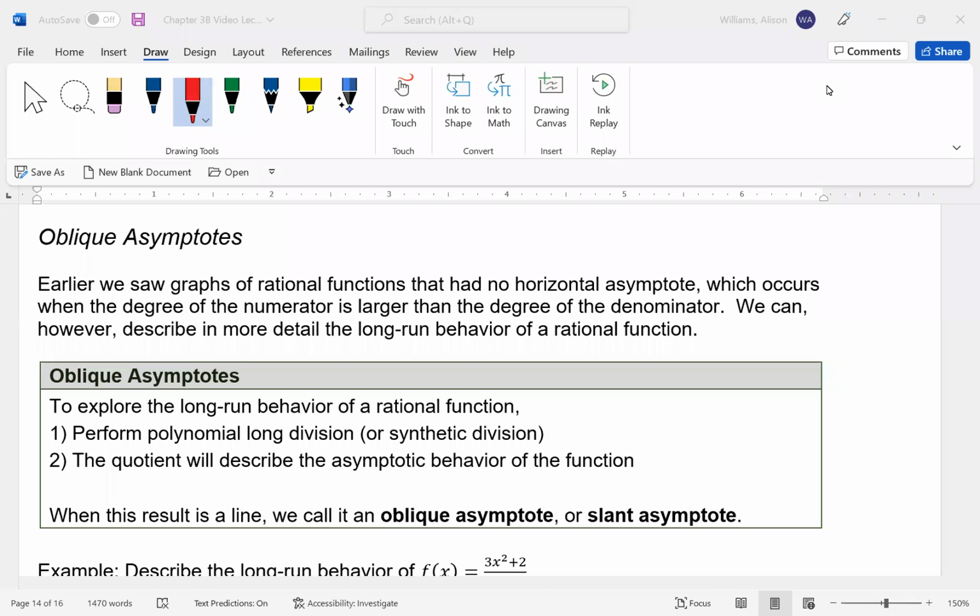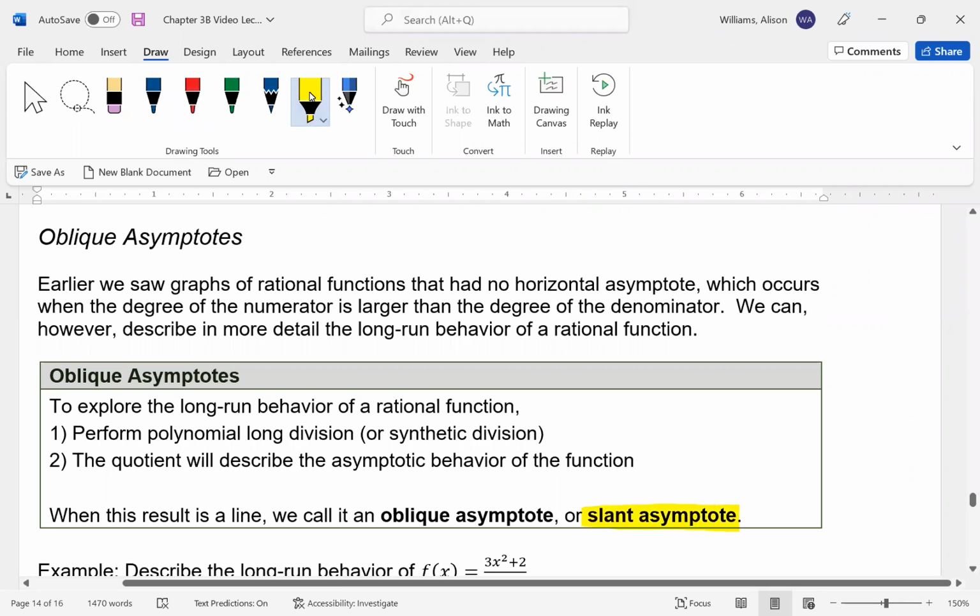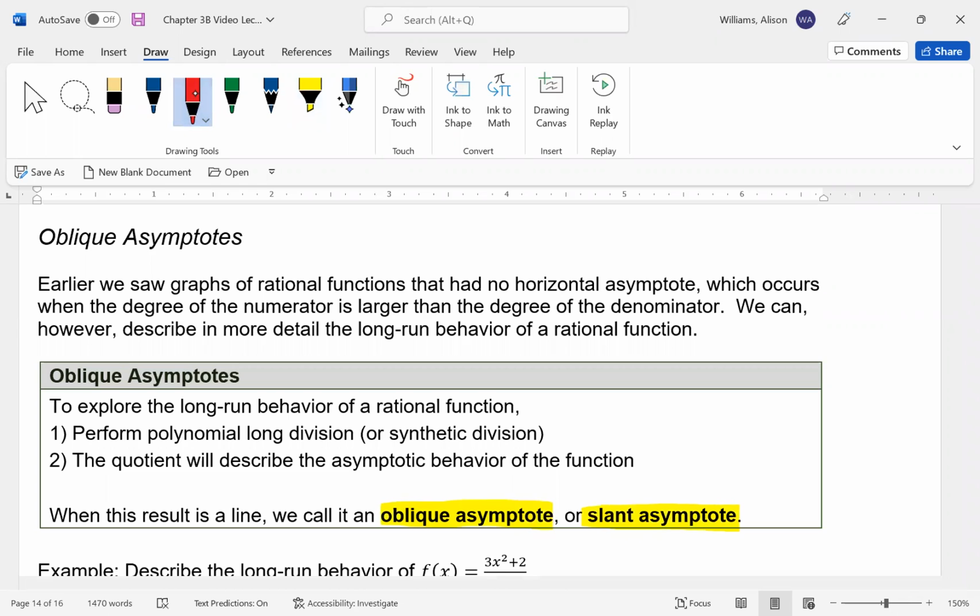In this video, we're going to talk about oblique asymptotes. They're also known as slant asymptotes, which they do define down here. And these are the types of asymptotes that occur when the degree of the denominator is smaller than the degree of the numerator. So here's how you find the asymptote.